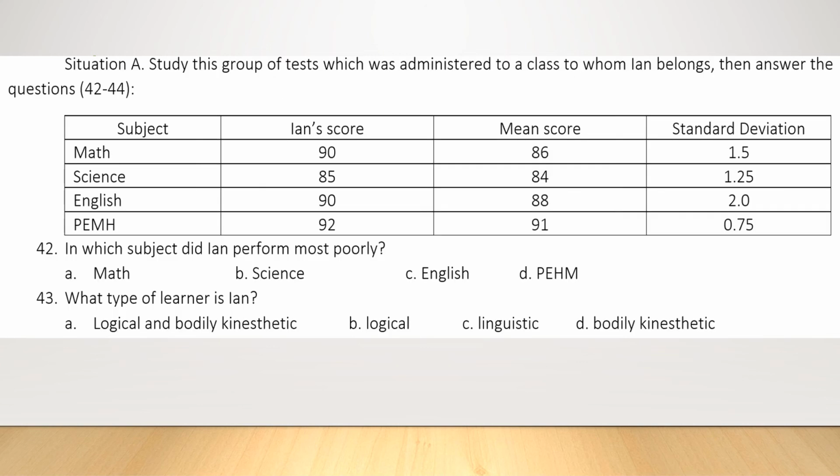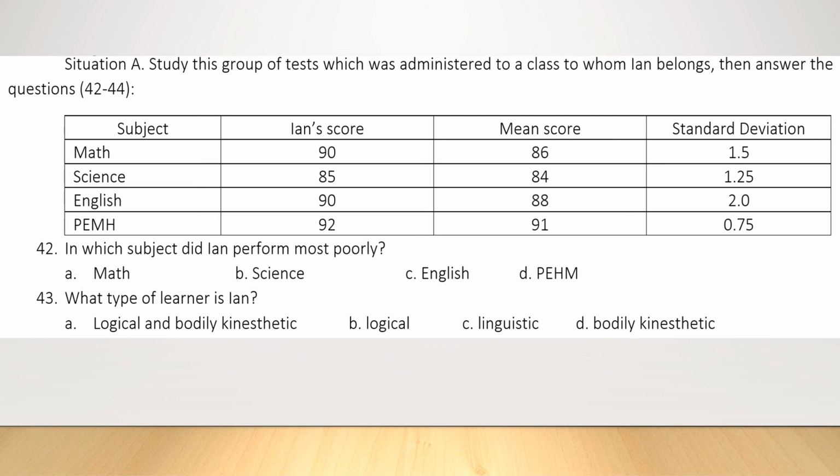Number 42. Study this group of tests which was administered to a class to whom Ian belongs. Then answer the questions 42 to 44. So, first column, the subject. Second column, Ian's score. Then the mean score of the class. Then the SD. 42. In which subject did Ian perform most poorly? So, atong tan-awon ang score niya nga pinakagamay. Asa man? Of course, it's science. The correct answer is letter B, science.